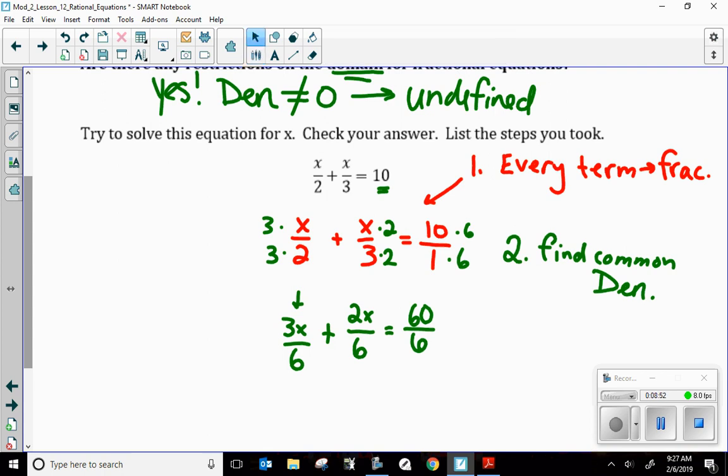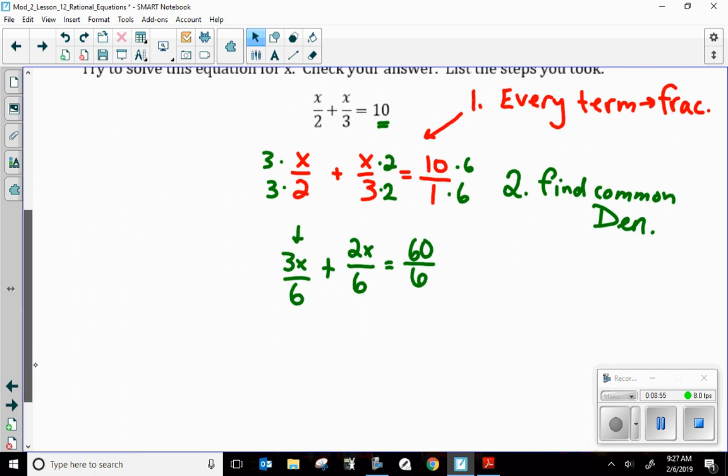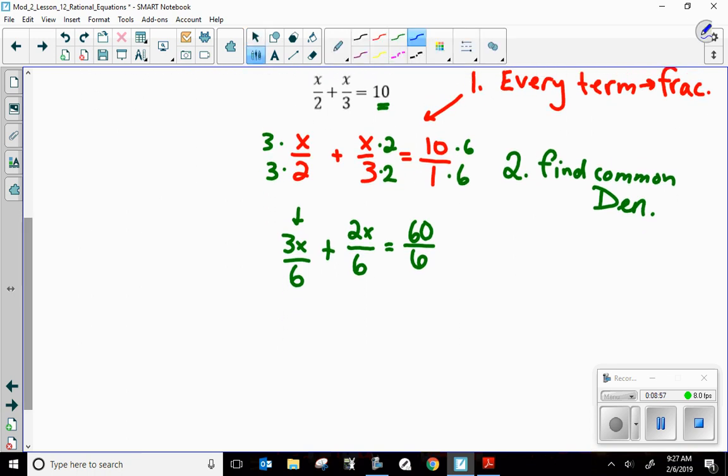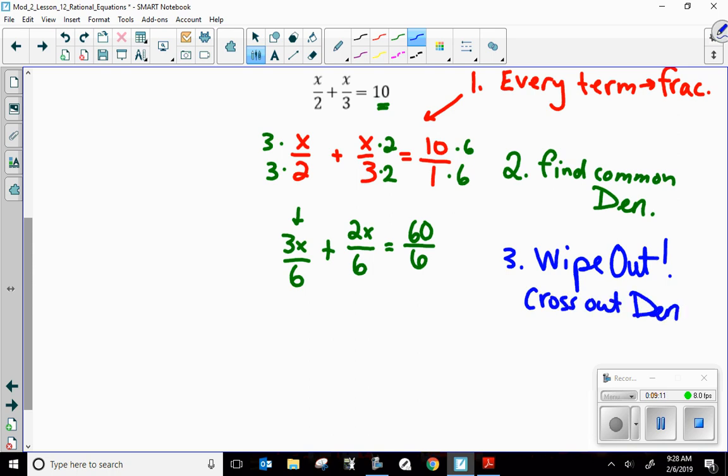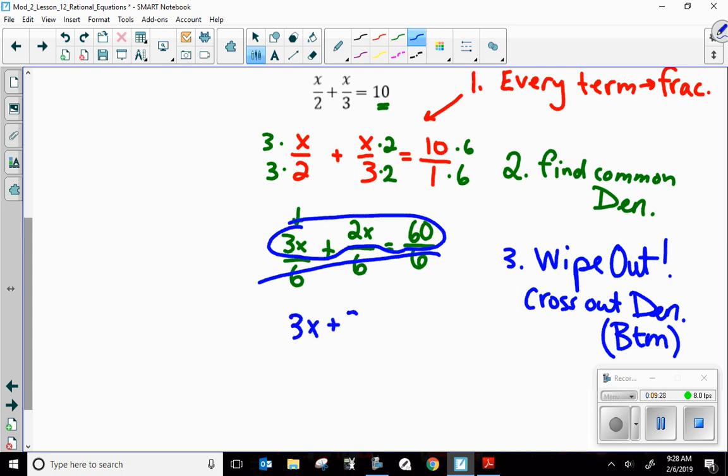Now, this is the part that I love. I love me this part. I call this part wipe out. Okay? Boom. I cross out the denominators, but I like to say bottom because it's funny to say bottom. I cross out all of them. And what I'm left with is 3x plus 2x equals 60.